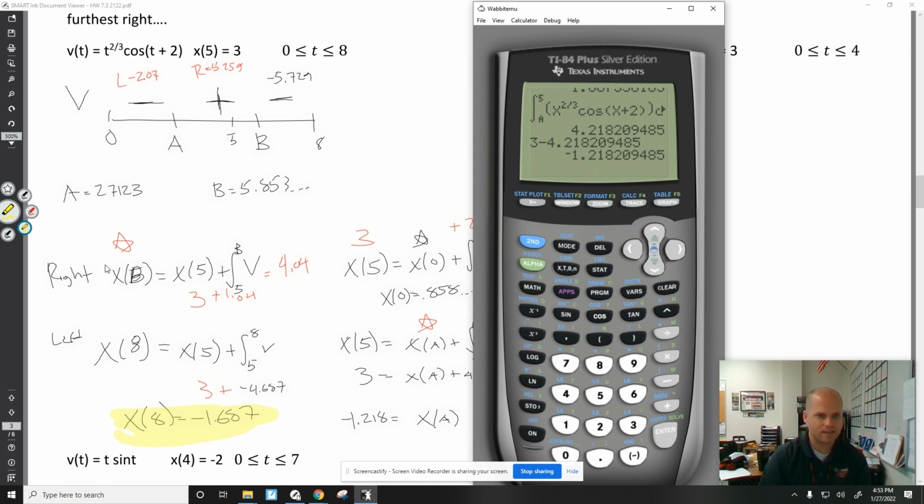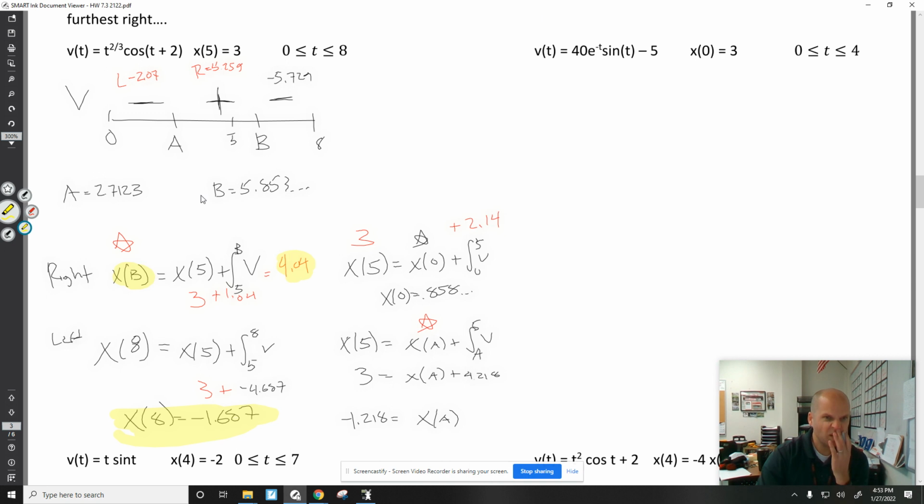Furthest right is at B. Is that right? I mean, it must be. I just checked my candidates. I go to left 2. I go to the right 5. I go to left. Oh, yeah. Okay. You go to left 2. You go to the right 5, but then you go to the left more than you went to the right. So you went left 2, and then I will end up going to the left between A and 8.